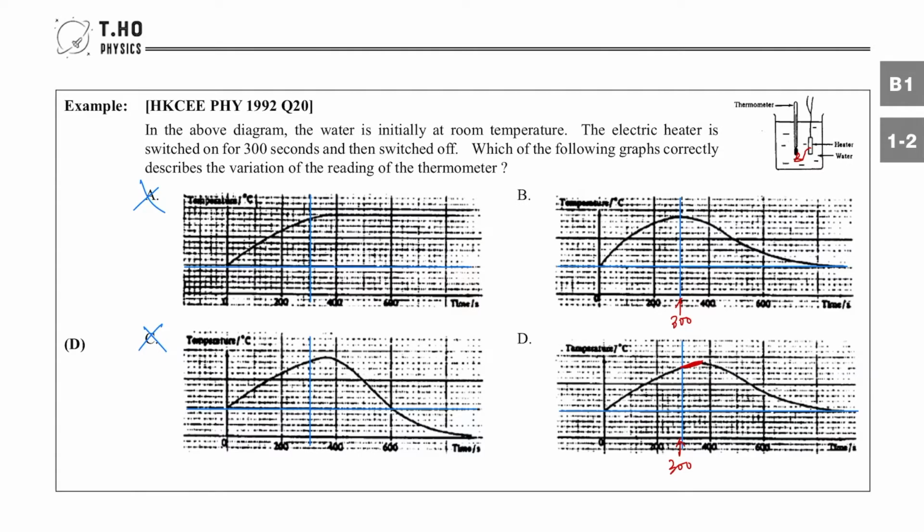But you can look at graph B. When the heater is switched off, the temperature drops immediately. So this is not physical, so B is not true. So the answer would be D. D reflects the actual heating curve and cooling curve of the cup of water.